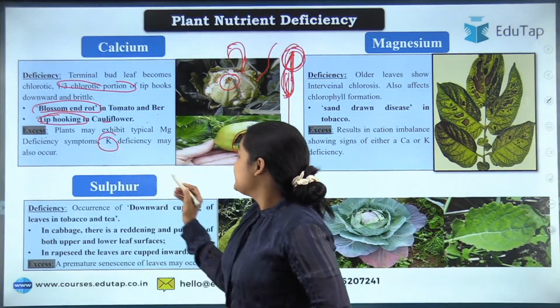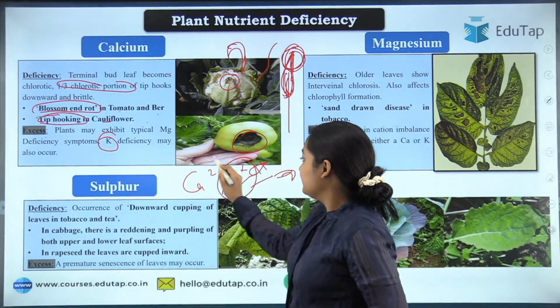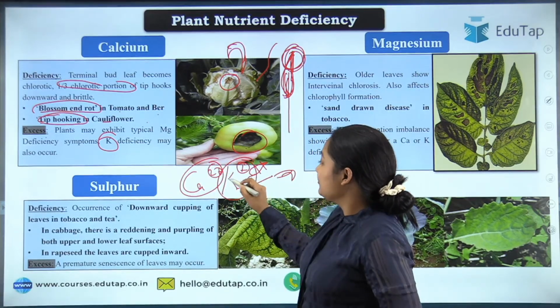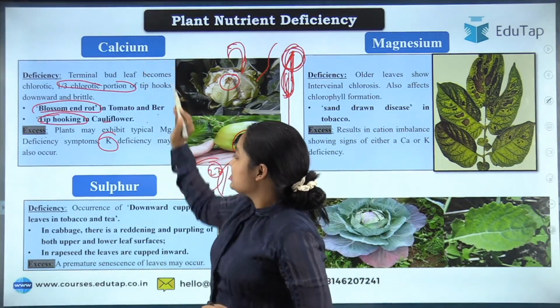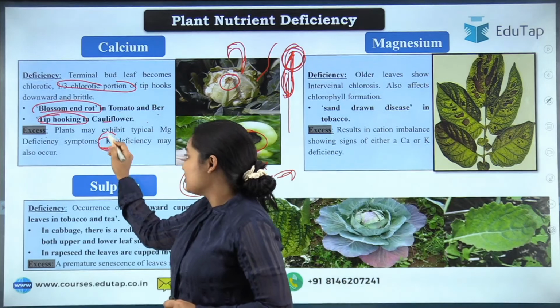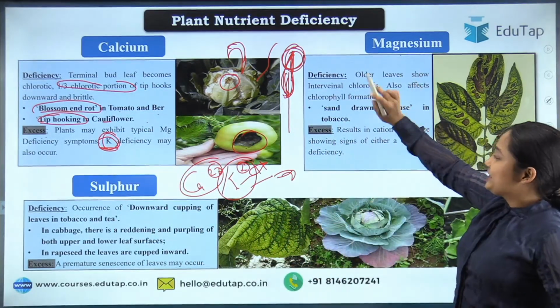Again, K deficiency. See, calcium is 2 positive, K is positive in the ion concentration. So you will see this positive will affect the positive. So what will happen? If too much calcium is there, it will show the symptoms of potassium deficiency. And you will see also in magnesium what happened.